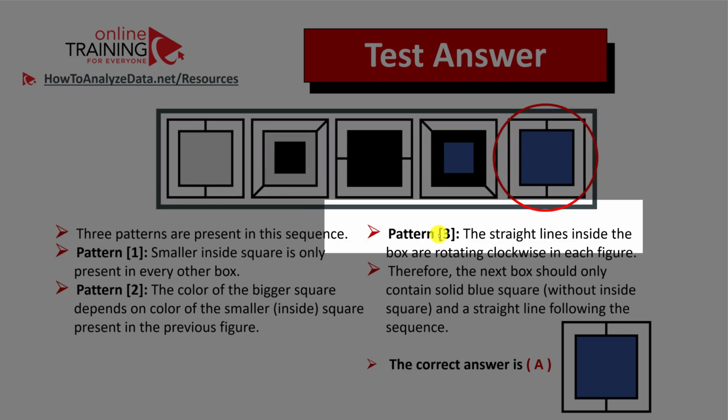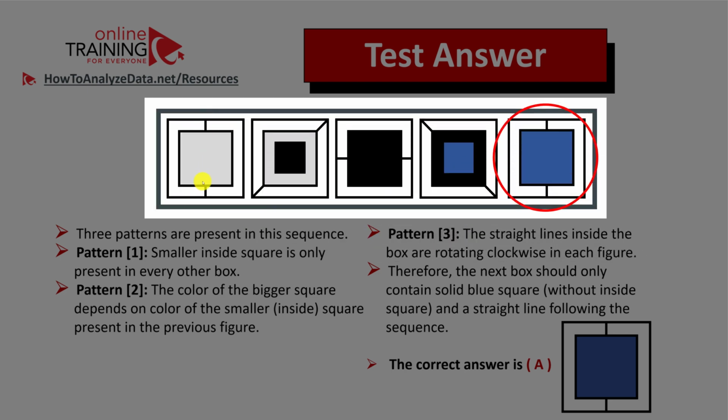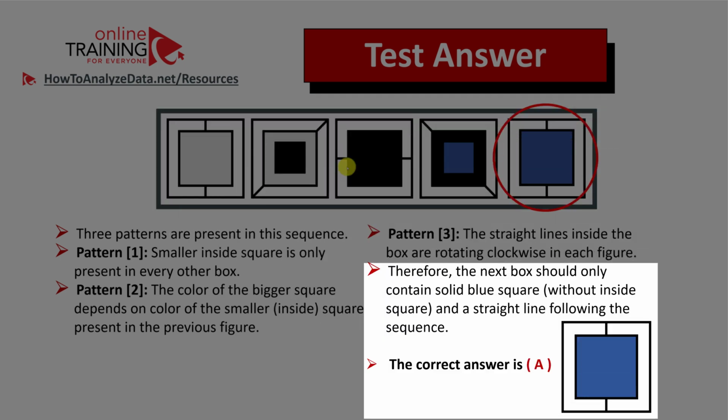Pattern number 3 is the pattern of straight lines, and you see that in the background there is a straight line, and the straight line is present in every figure. If you look closely, you will see that the straight line rotates clockwise. So, based on this information, you can see that the next square should only contain a solid blue square without an inside square and straight line, following the sequence. This leads us to the correct answer for this particular question, being choice A.